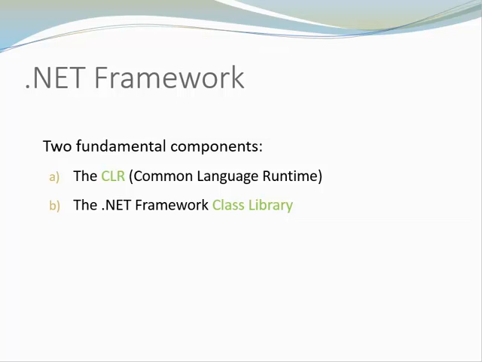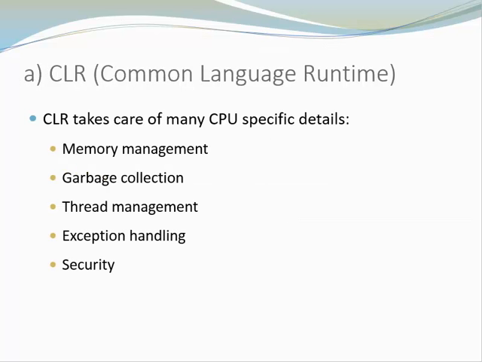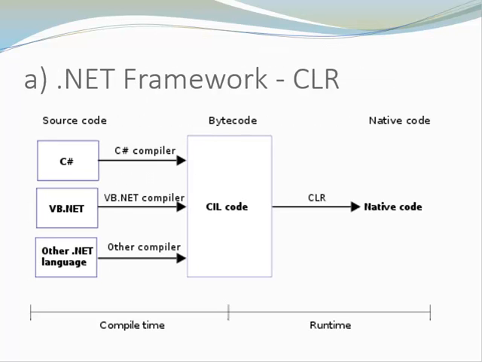Both are fundamental components of the .NET Framework. The Common Language Runtime takes care of many CPU-specific details like memory management, garbage collection, thread management, exception handling, and security. Here is an image that shows how the software development in .NET Framework works. You can see how we have different .NET languages. In our case, we're going to use C#. And then we're going to use a C# compiler that translates C# to Common Intermediate Language. This is the counterpart to the Java bytecode.